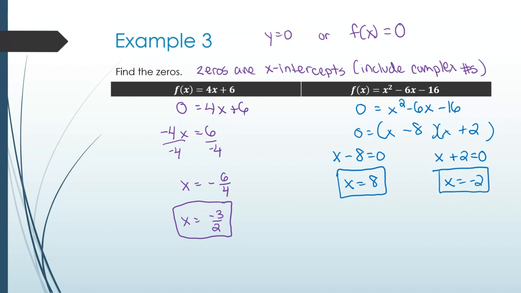The zeros are only where y is equal to 0. Zero does not mean x equals 0. It's not a y-intercept. It's the x-intercepts. So if it says to find the zeros or to find the x where f of x equals 0, you're finding the x-intercepts. So you're looking for x. Are there any questions?